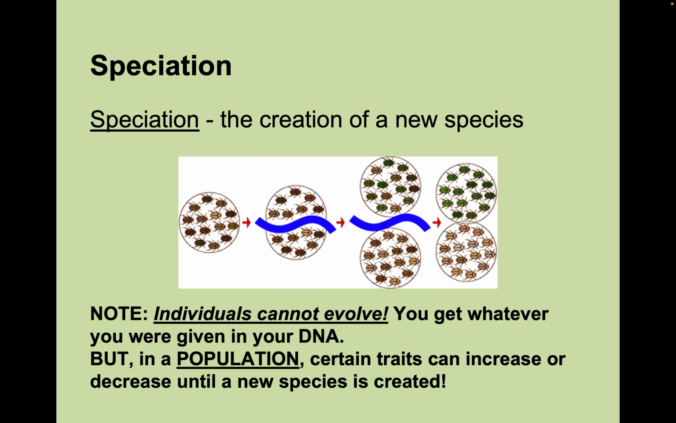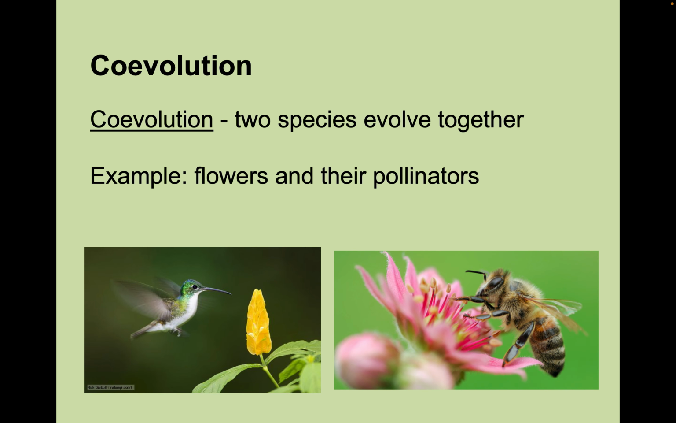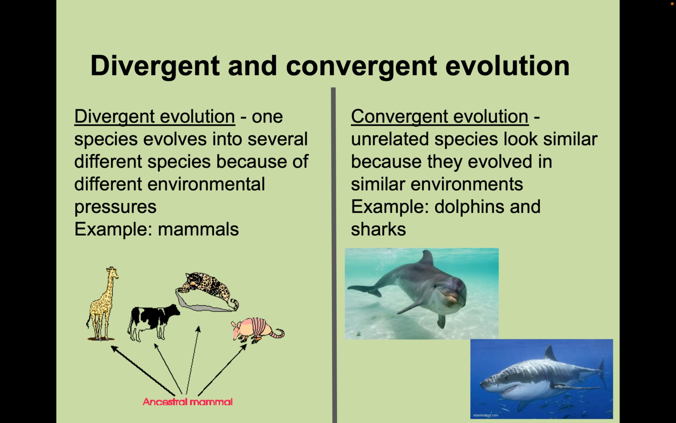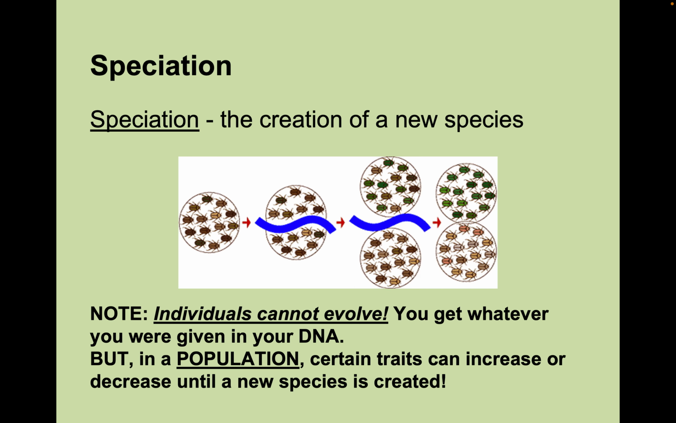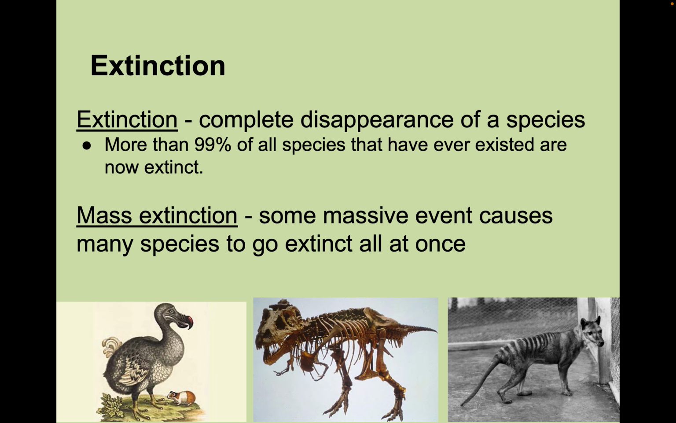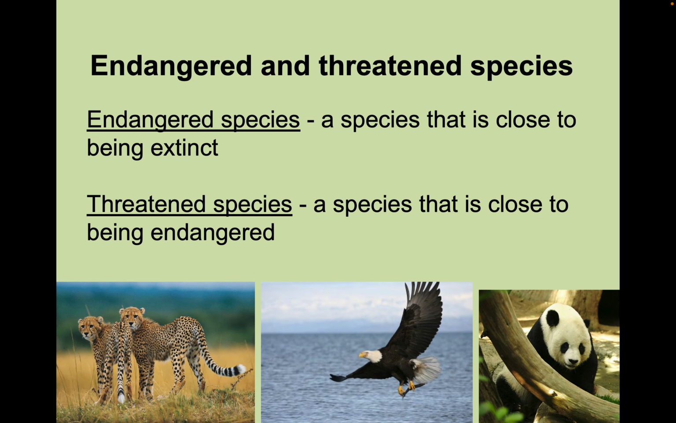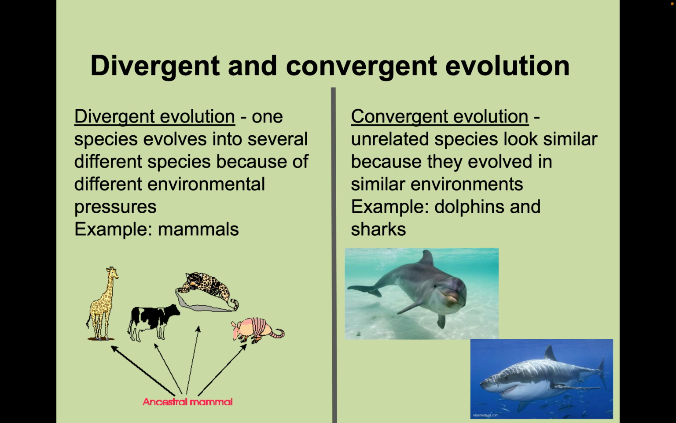So what you should know about each of these, last three at least, is an example. Like, what is coevolution? Give me an example. What is divergent evolution? Give me an example. What's convergent? Give me an example. And you should kind of know the difference between speciation and extinction. Got it? Great. We have, I think, one more notes to do in this unit, and then we'll be done. So, see you then.